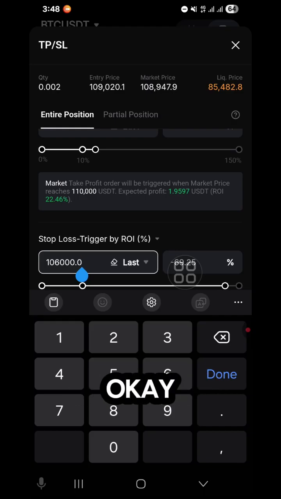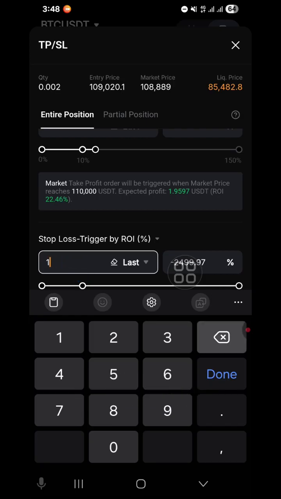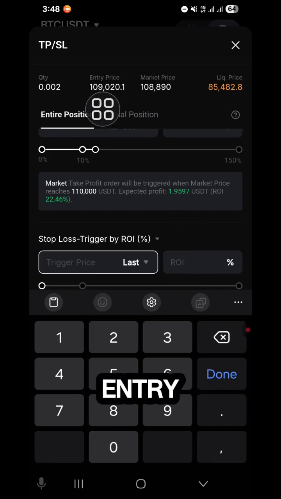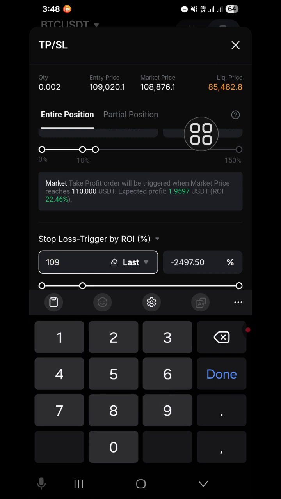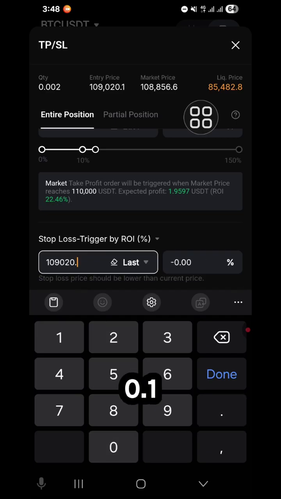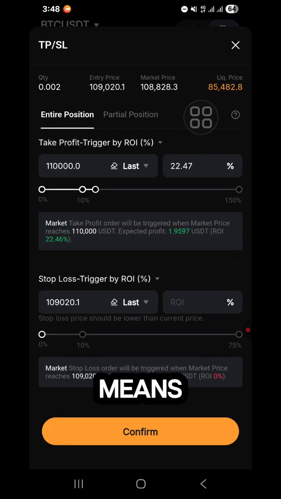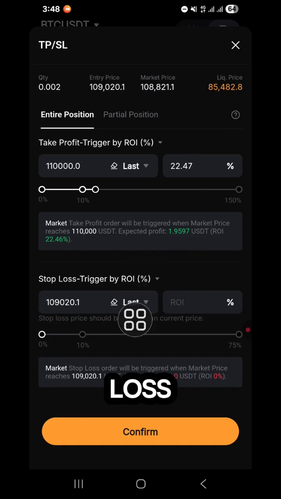Breaking even simply means your price has gone up. You predicted that it's going to go to $110,000, that's your take profit. Then now it has gone to $109,000 and you want to break even. You can break even by making your stop loss become your entry, by typing in 109, which is my entry price. If I do this, it simply means that my stop loss is now my entry price, and if this stop loss is triggered, I'm going to lose zero. This is what it means to break even.